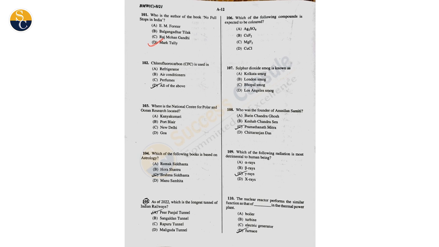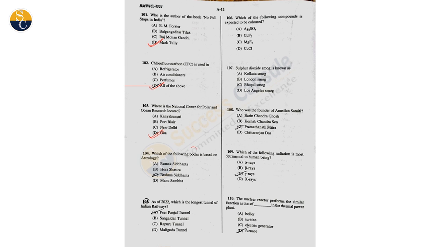Next, chlorofluorocarbon is used in refrigerators, air conditioners and perfumes, all of the above. The Montreal Protocol has set a limit on the production of chlorofluorocarbons as they are harmful to the ozone layer. Next, the National Center for Polar and Ocean Research is located in Goa. D is the correct answer. It was established in 1998.